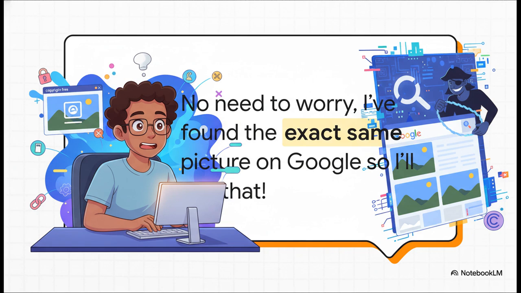So he just does a quick Google search, finds what looks like the exact same picture, and decides to use that one instead. He's thinking, no need to worry, I found the exact same picture on Google, so I'll use that. Is he making a good choice?